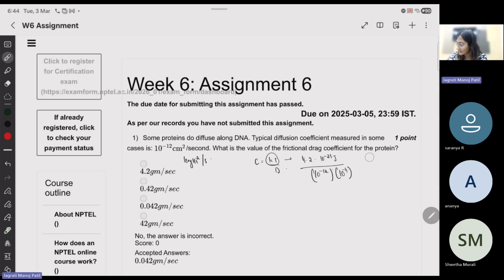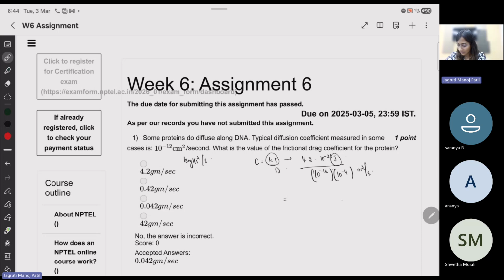Wait a second. What is the unit for this? This is centimeter square per second, right? So we need to convert into meters, because everything we are talking about here is in SI units. So this would be 10 raised to minus 4. When we do that, we are converting this into meter per second, so we can compare both of the terms here.